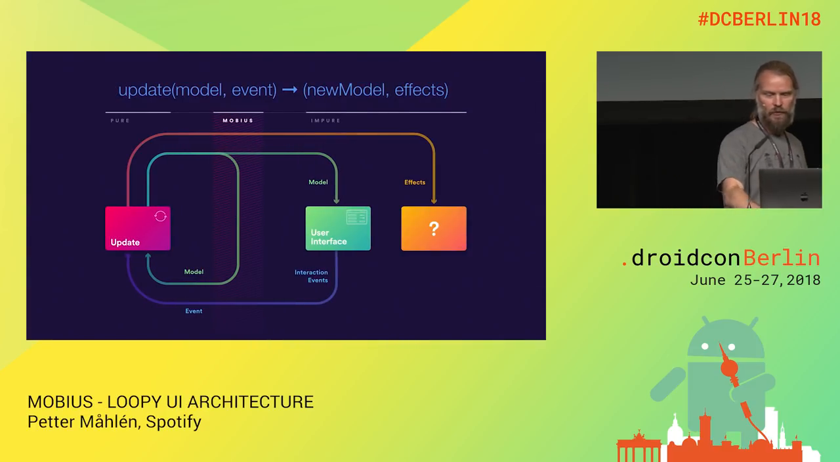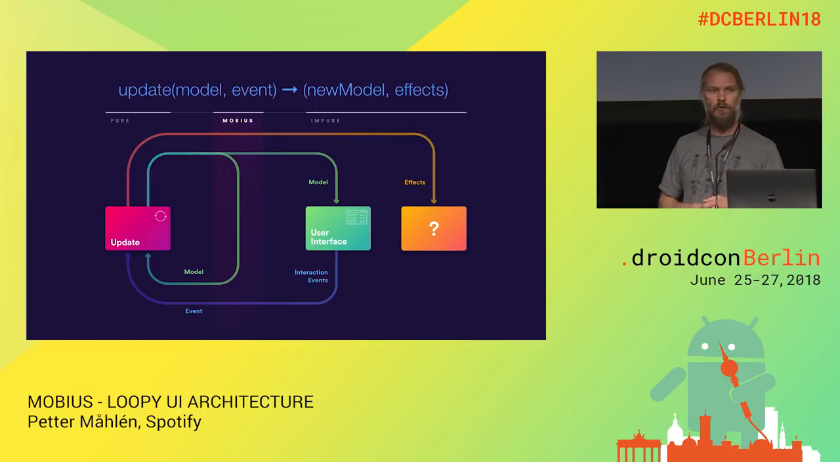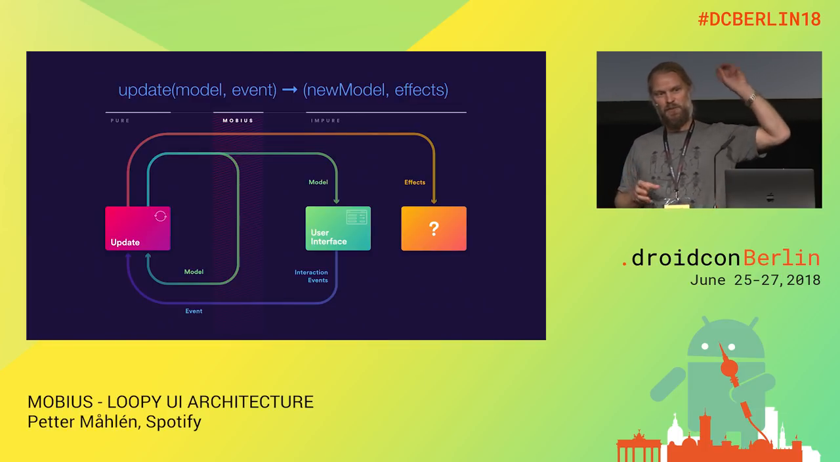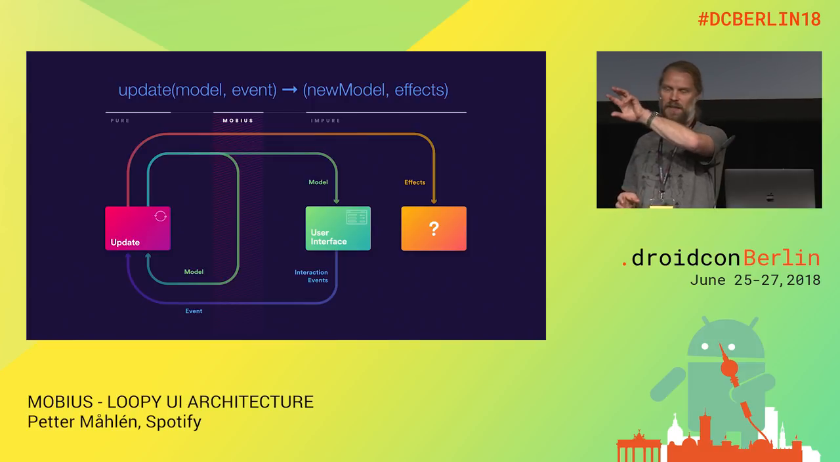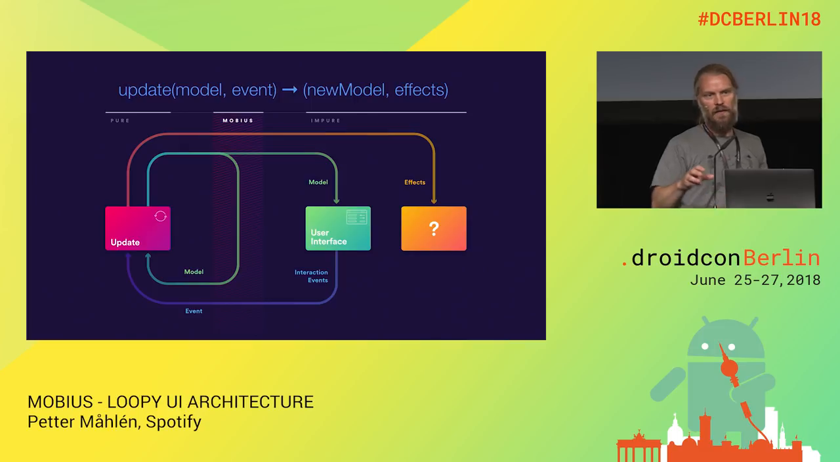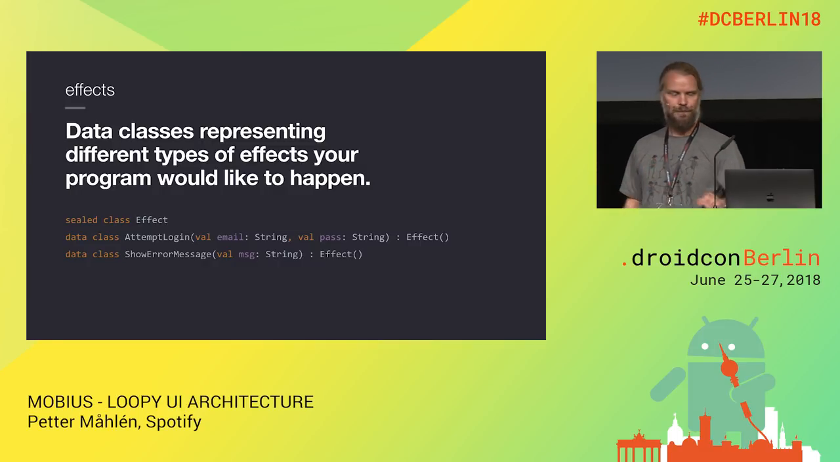That's the next key concept in Mobius, which we call effects. And if you look at the heading there, you see that I lied again. The update function doesn't have the signature of taking in a model and an event and returning a new model. It actually returns a new model and a set of effects. So effects are things that the program wants to have change in the outside world.